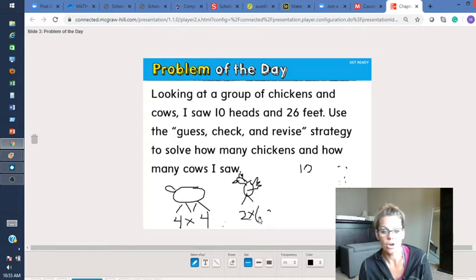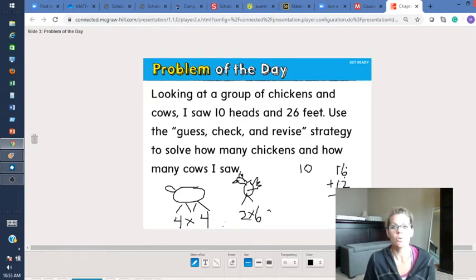6. Okay, so 4 times 4 is 16. And 2 times 6 is 12. How many is that? If we add those together, it still would be 10 heads because 6 plus 4 is 10. And 16 plus 12 is 28. So we went down 2. So it looks like we have to go down 1 more set.